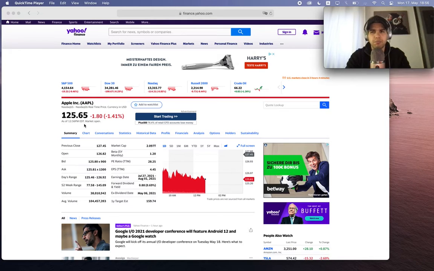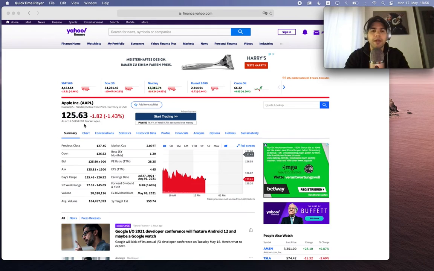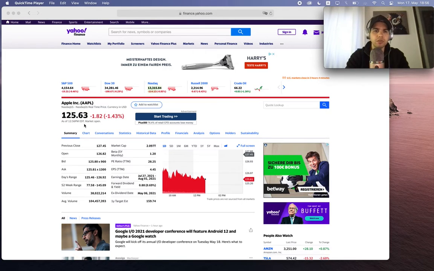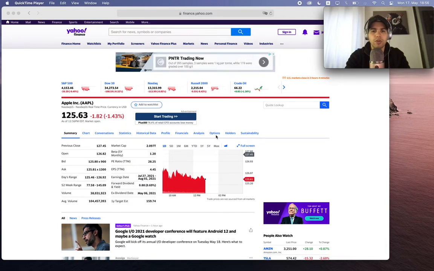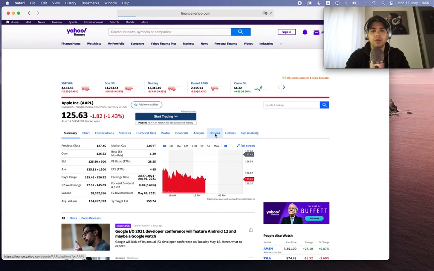I'm very optimistic and very bullish on Apple, for example, but I don't want to buy it at the current price. I think the current price is too much for Apple. So one possible thing to do to make money is you go to Yahoo Finance, you select the ticker symbol, and then you go here to the options chains.